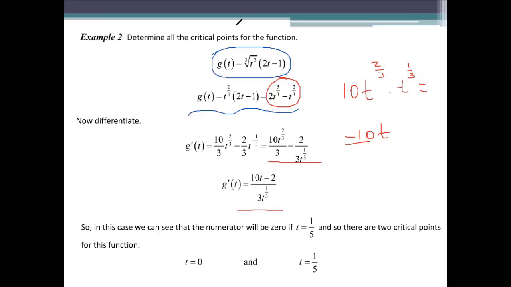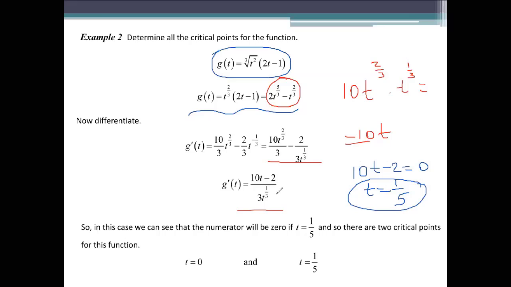And now, if we equate this to 0, it means we need to equate our numerator first. 10t minus 2 is 0, and we have t is 1 over 5. This is the first critical point.